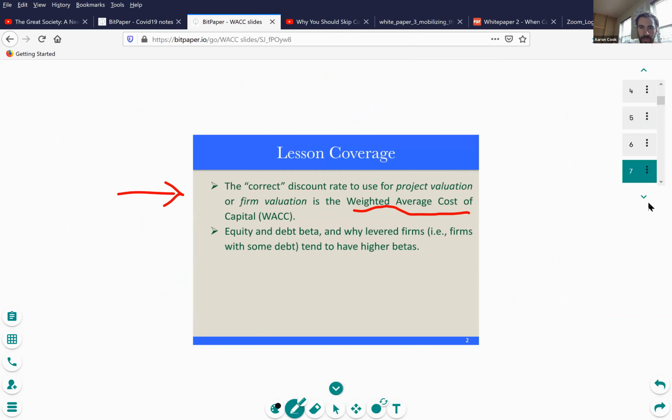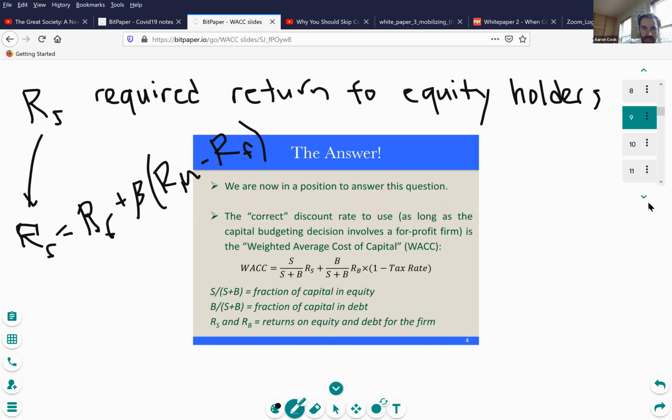That becomes a portion of this weighted average cost of capital. In fact, it becomes part of the first term, where that required return on equity is multiplied by the share of the investment, or the share of the company, that was funded by the owners or equity holders. That's the first portion, and then the second portion is the fraction of the company that was funded with debt, or the fraction of the project that was funded with debt.